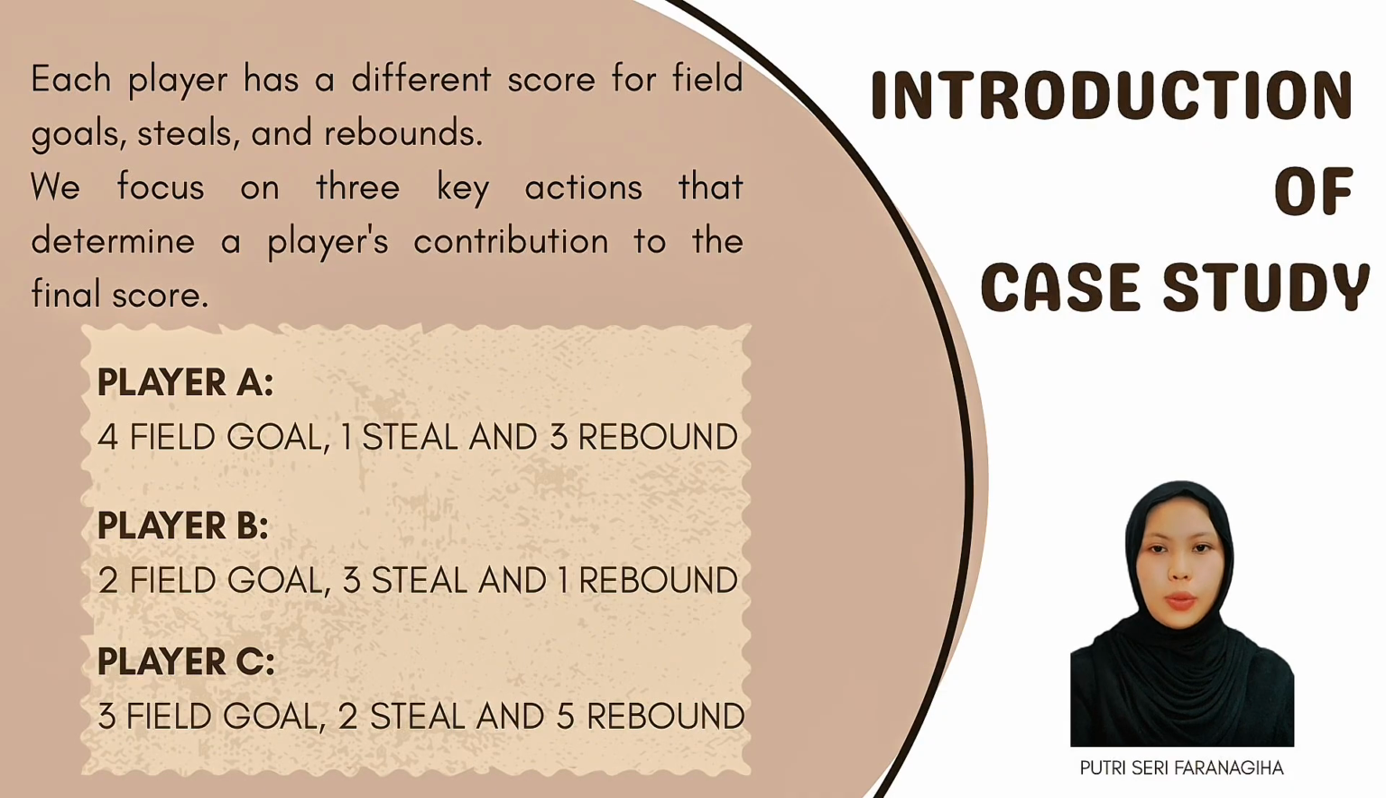For player A, we record 4 field goals, 1 steal, and 3 rebounds. And for player B, we record 2 field goals, 3 steals, and 1 rebound. And lastly, we have player C. We record 3 field goals, 2 steals, and 5 rebounds. The question is, what is the problem statement?